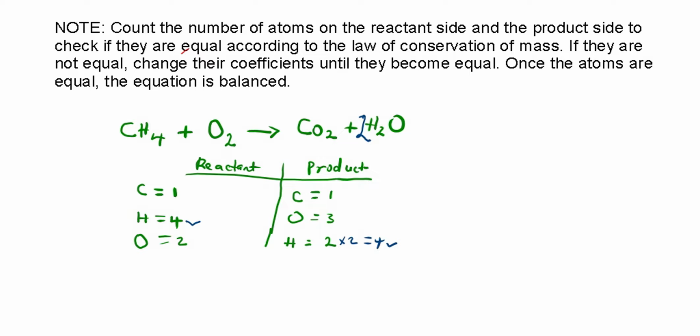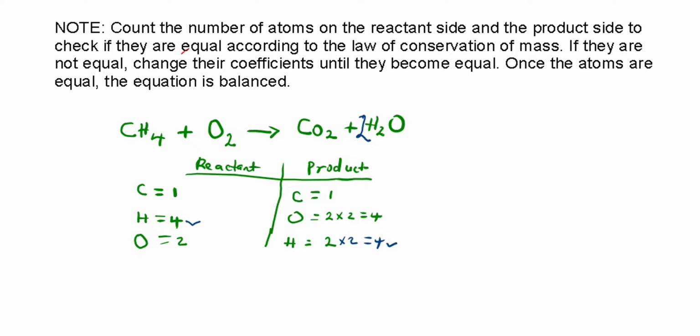Now oxygen is not going to be what? 2 oxygen plus 2 oxygen, which is what? 4. So let's rewrite our oxygen. Let's write it and see. Oxygen is now going to be 2 times 2, which is equal to 4. So you see, our oxygen in the product side is now 4.